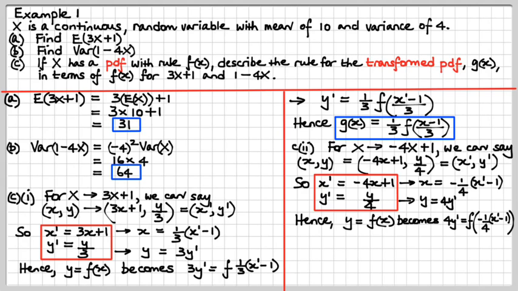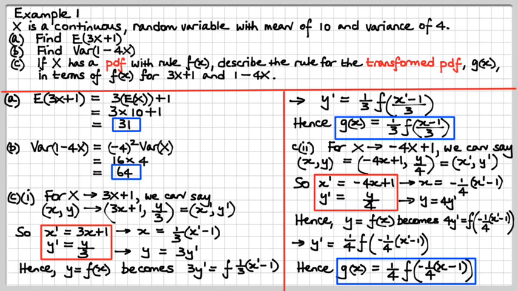Now, all we need to do, guys, is solve it for y dashed by dividing both sides by 4, then dropping the dashes and calling y dashed g of x. And there it is, and there's the answer.